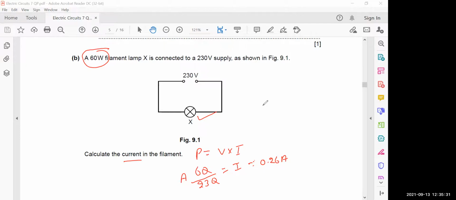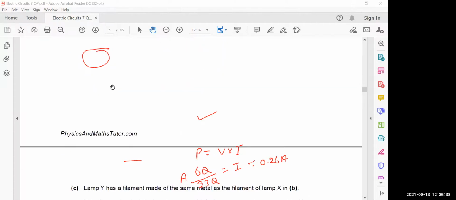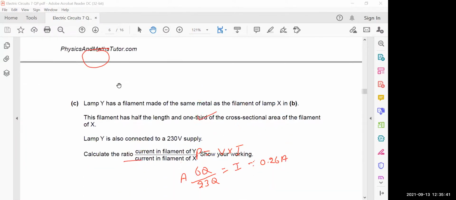Okay, Jarvis, good. 0.26. But in exam, don't forget to write the unit also. It's 0.26 ampere. So after finding this, remember that 0.26 is the current.